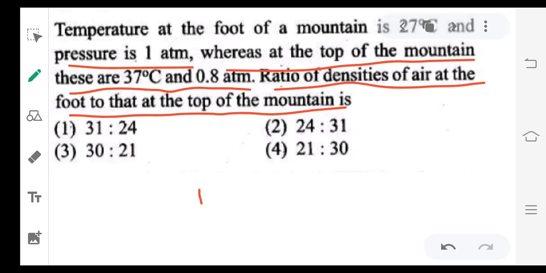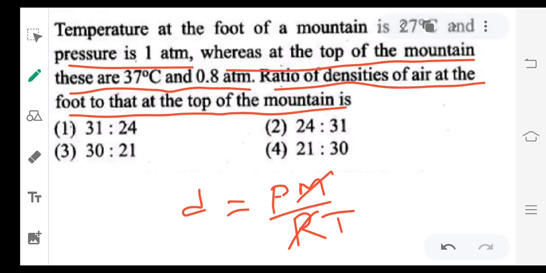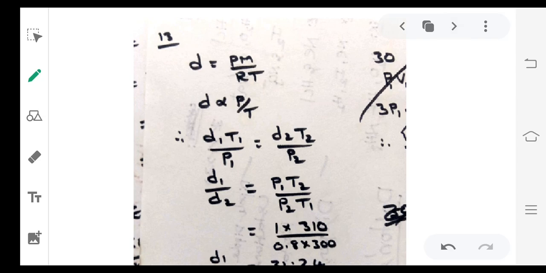So what is the density formula? Density equals PM by RT. R is constant, and the air molecular weight is constant, so density is directly proportional to pressure and inversely proportional to temperature. So you can solve this problem by using this relation.